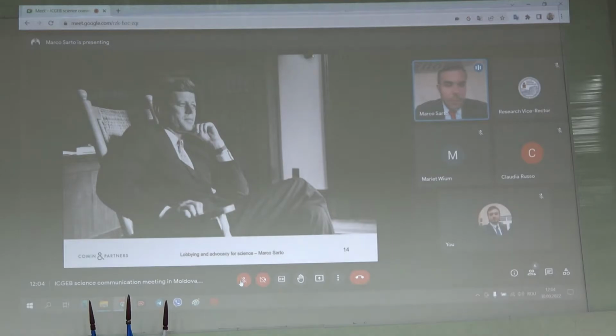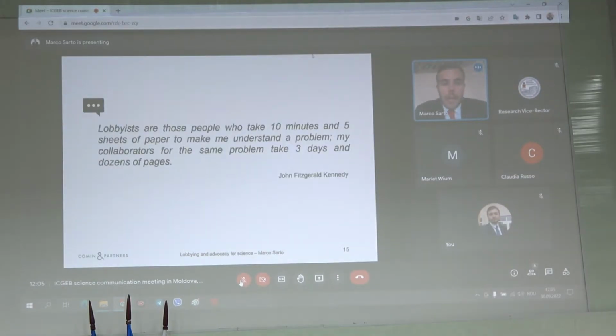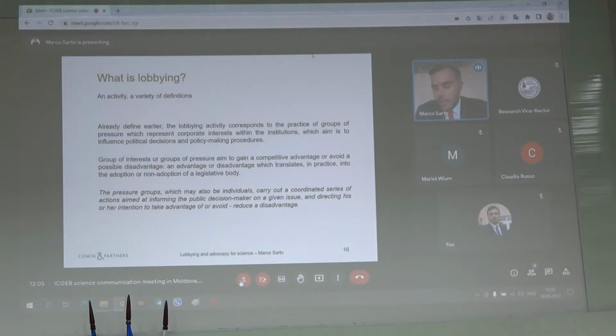Starting to talk about lobbying, we must use one of the most famous sentences by the former president of the United States, John Fitzgerald Kennedy, who said, "Lobbyists are those people who take 10 minutes and 5 sheets of paper to make me understand a problem. My collaborators for the same problem take 3 days and dozens of pages." This quote is quite funny, but it sums up really well the reality of lobbying.